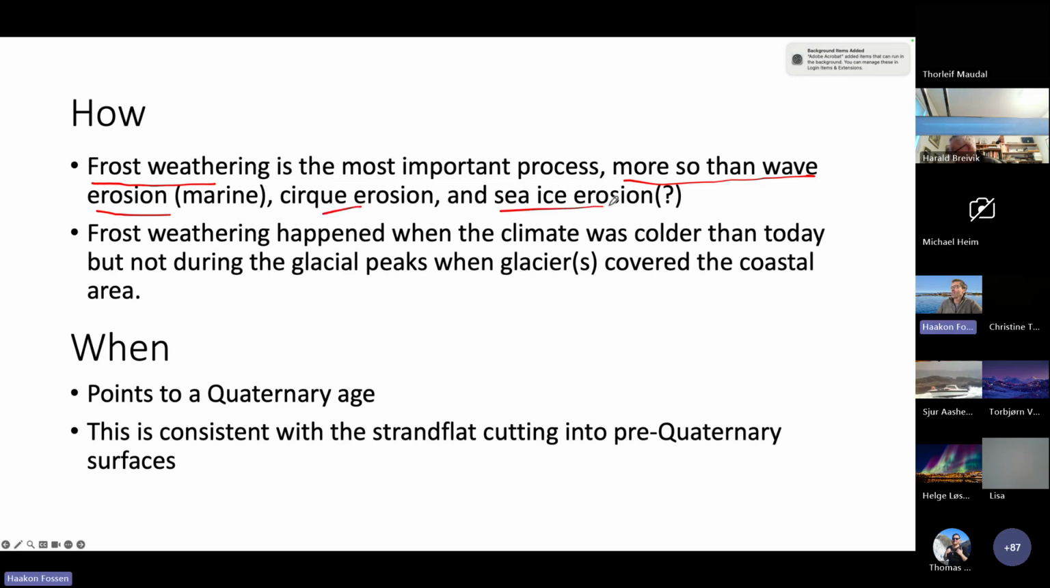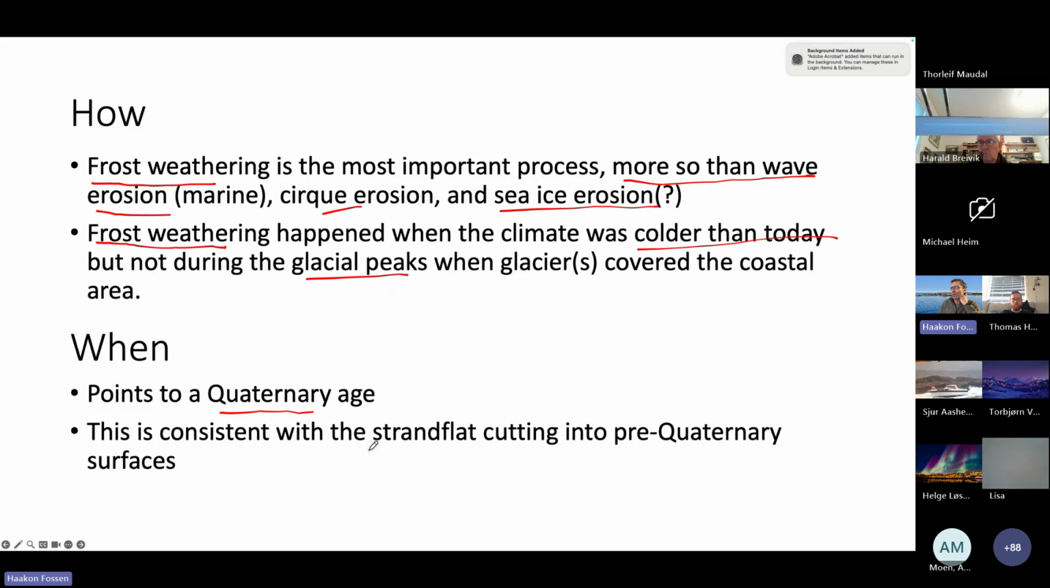Cirque erosion and sea ice erosion I'm more uncertain about. That's the importance of sea ice freezing onto the rock and then tearing off pieces of rock as the ocean moves with the waves and everything. But okay, frost weathering happened when the climate was colder than today in general, but not during the glacial peaks, because then you had big glaciers covering the whole coastal area, at least at the very peak. But in periods when it was colder than today, but there was no glacier covering the coastal area completely. So this points, of course, to Quaternary age.